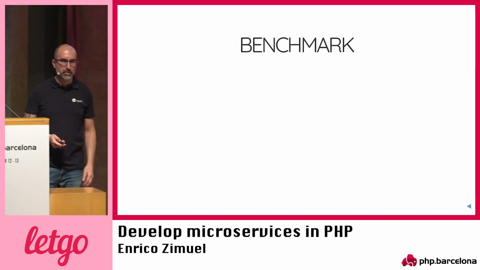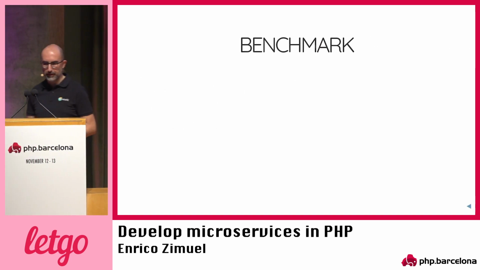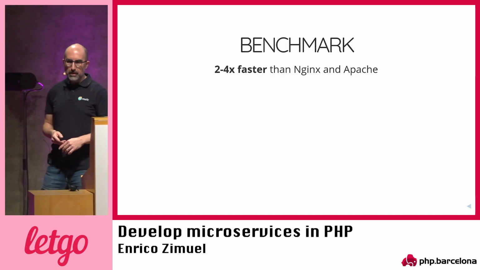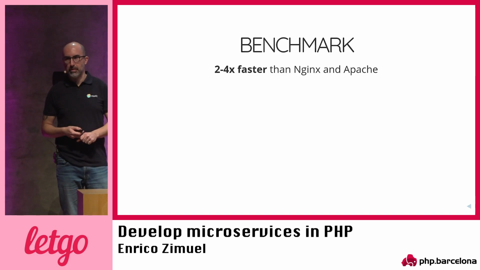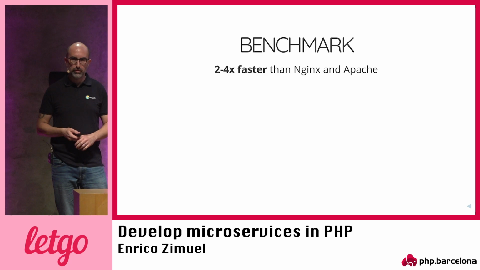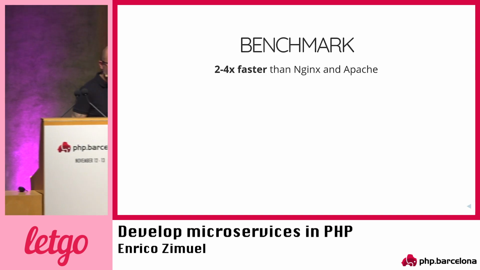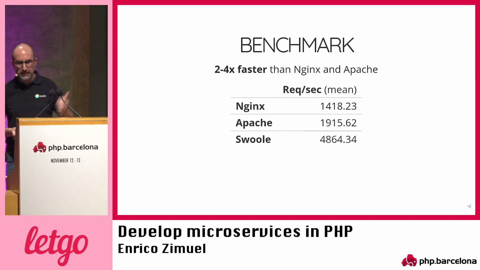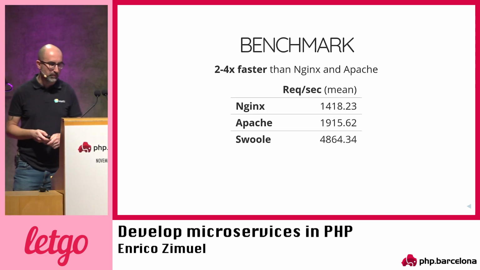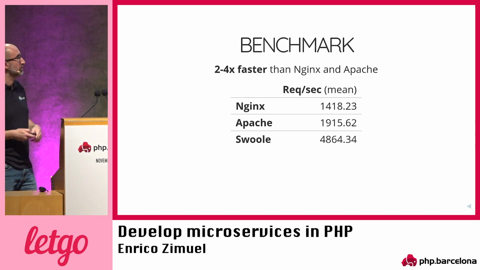Some benchmarks. I promised you some exciting benchmarks, and here are the results. With this approach, a normal PHP application is from 2 to 4 times faster than Nginx and Apache. Okay, you got it. This is just a benchmark that I actually did some years ago, so maybe now I have to redo it just to see.